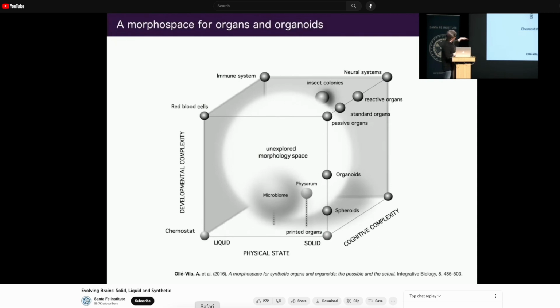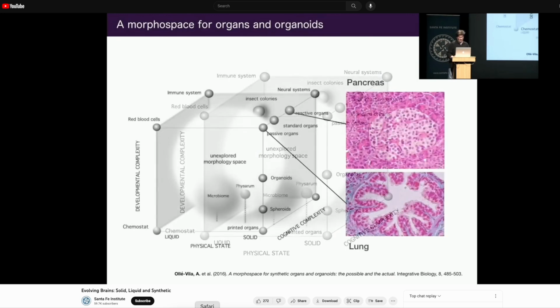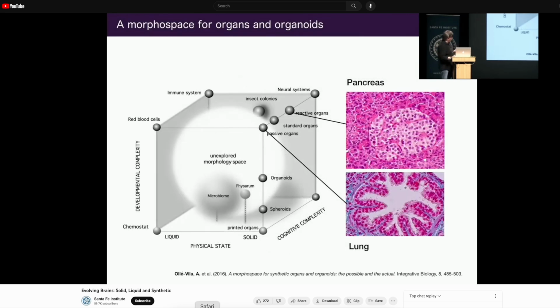In the horizontal axis is the liquid to solid, right? The state of matter that we have. And in the other axis is how complex is your cognition? How complex is your decision making, and how diverse is the way you actually sense and respond to the environment? We locate things here in relative positions, okay? For example, organs are kind of simple cognitive systems, right? Or we could put, they are the outcome of development. They might be just responding to simple signals, or they might involve feedbacks that are more complex.